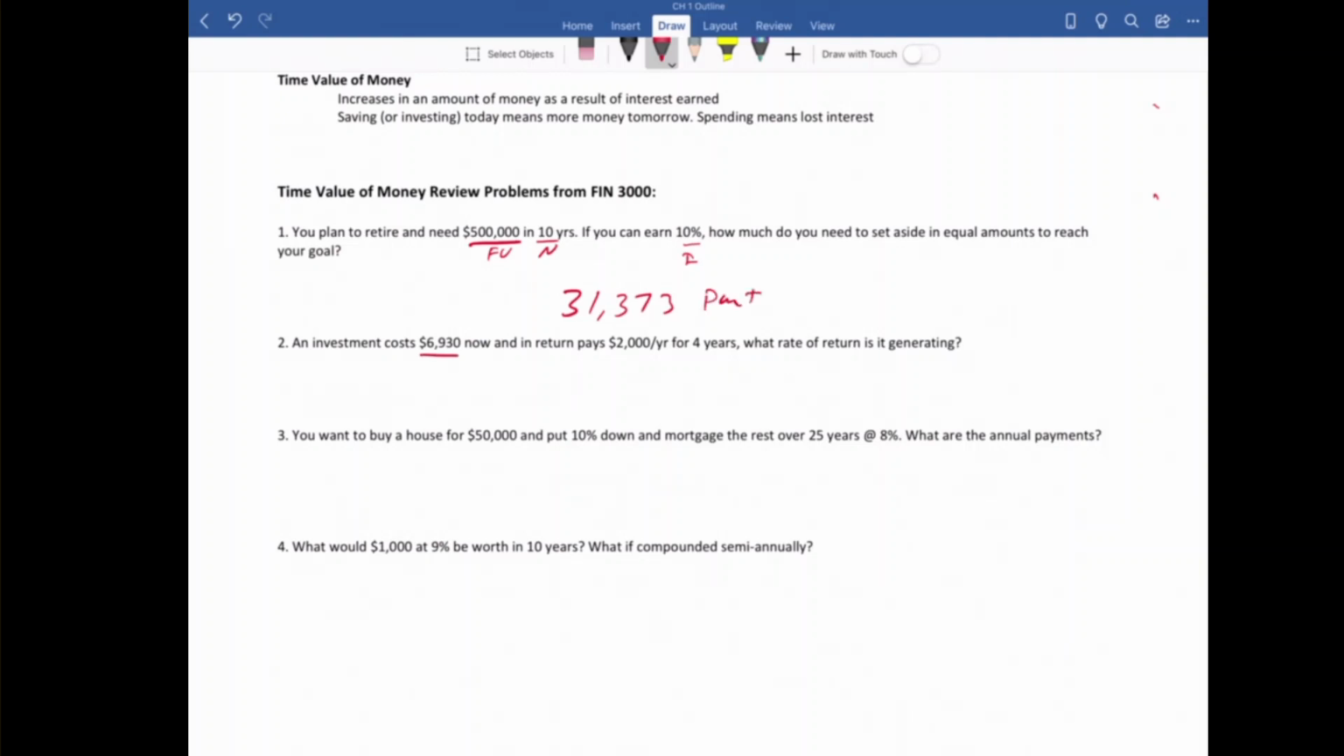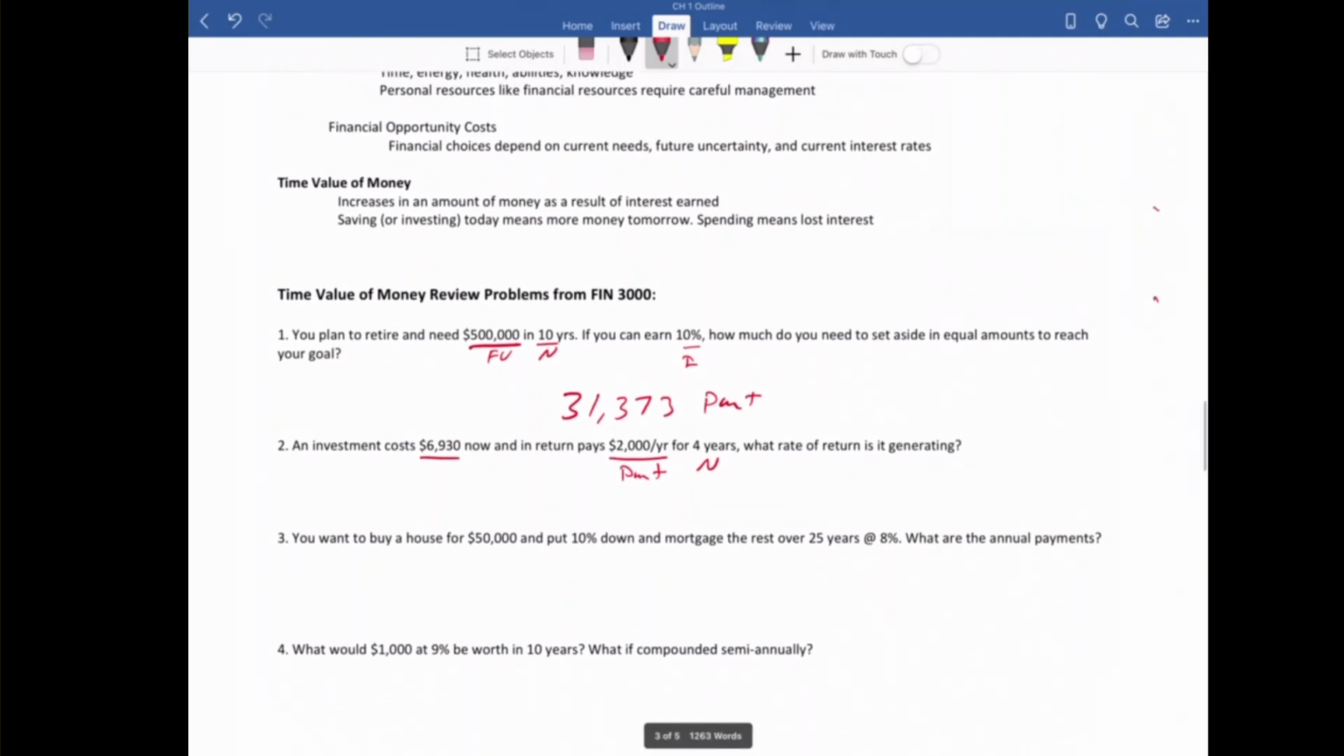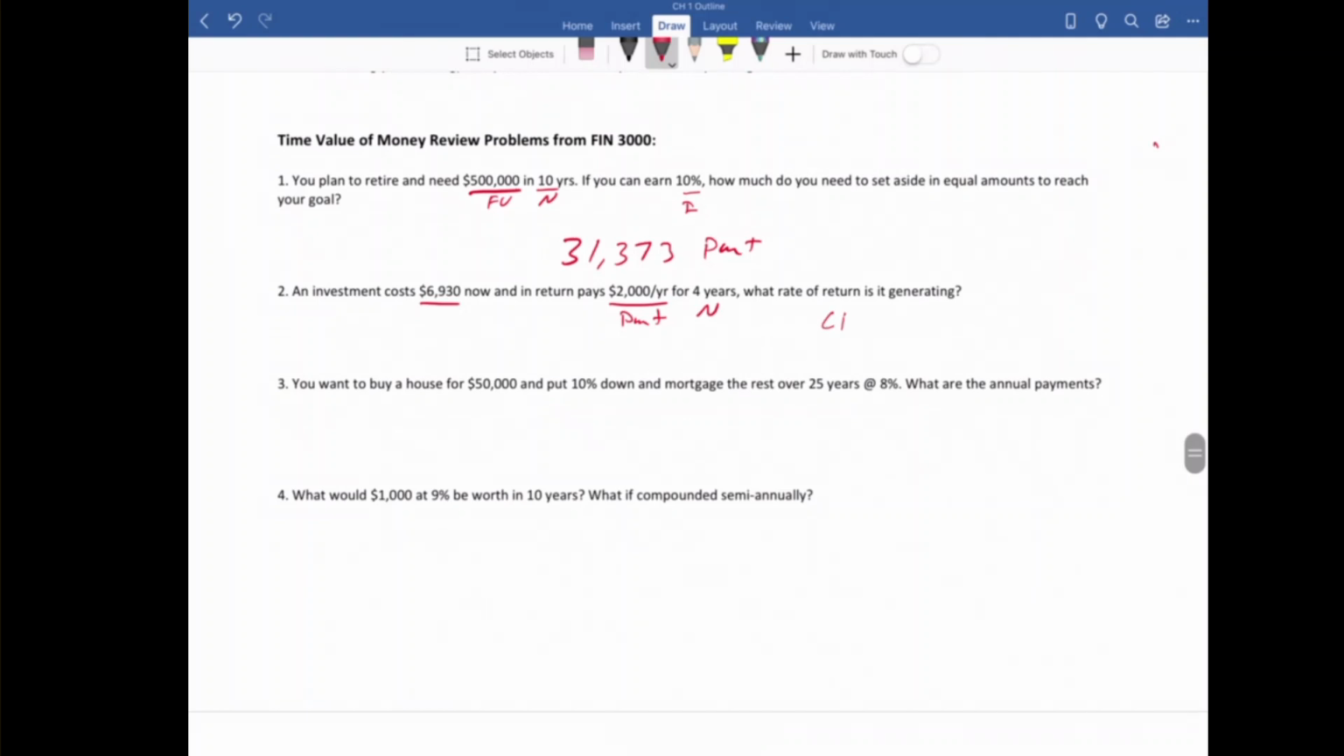An investment costs $69.30 today, and you're going to get $2,000 a year. So these are payments. There's your N, and the question is, you're going to compute I/Y. Now, whenever you're computing I/Y or N, one of the future or present values has to be negative. So you think about it this way: you're going to spend $69.30. So that's an outflow, and that's present value. And compute I/Y, and you would get 6%.